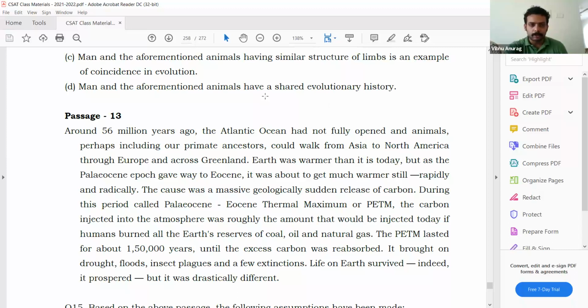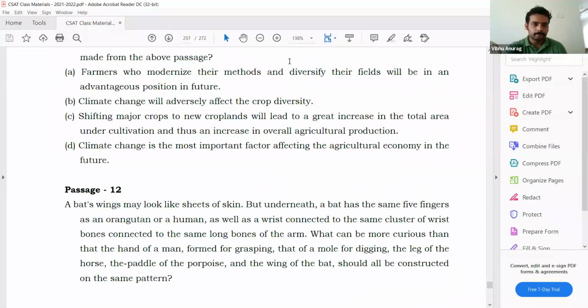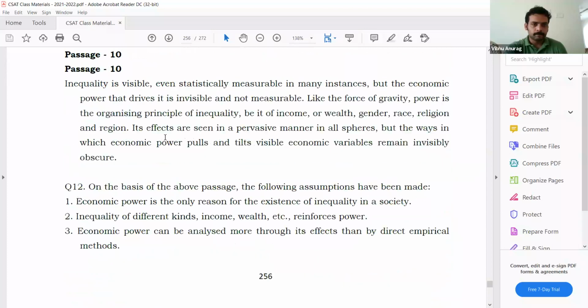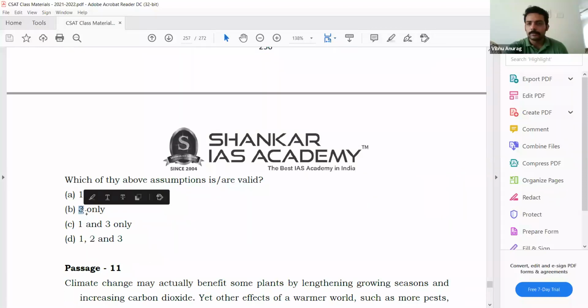Passage 10, question number 12. Yes. So only the third one. Only the third assumption is valid. That's option B. Like, you want me to repeat the question or you want me to explain it again? Like, you missed out on the answer or you want the explanation?